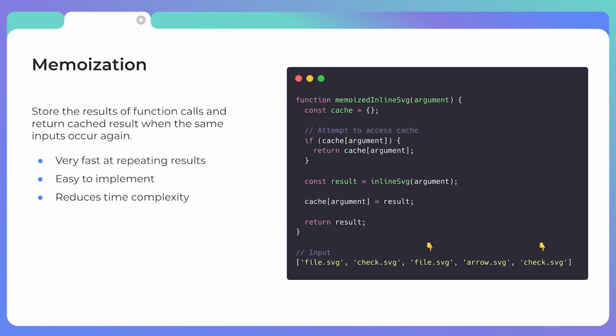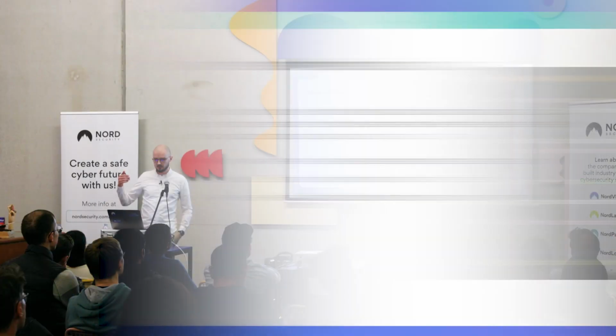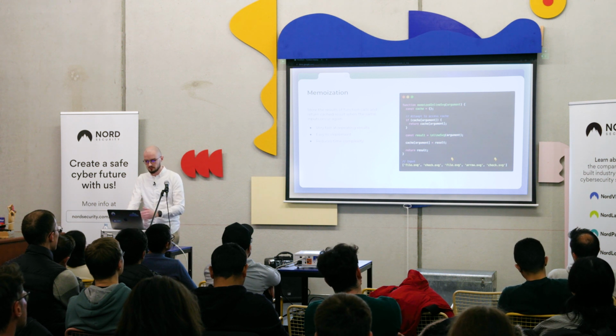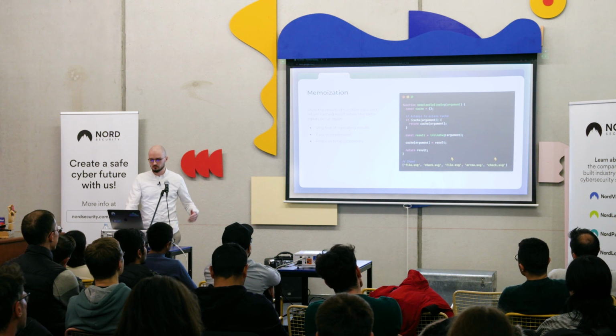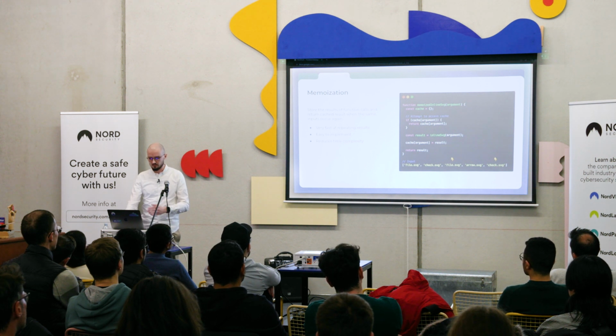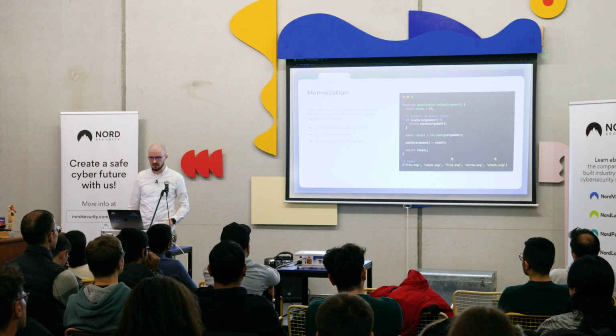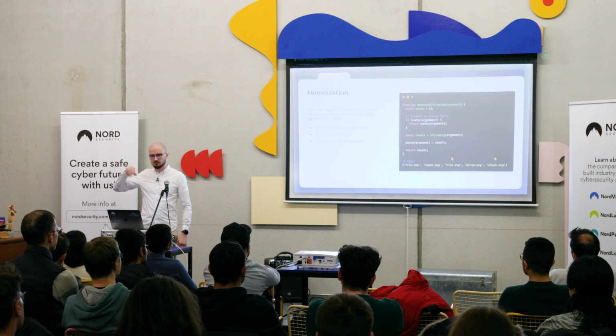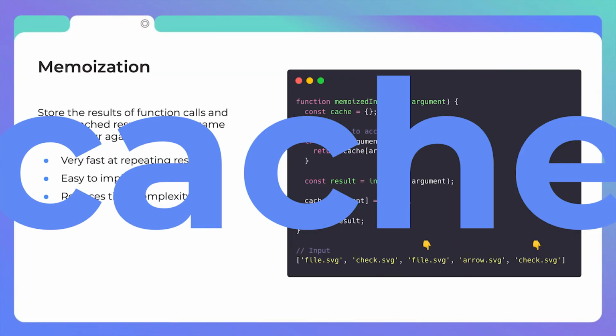So we have repeating values as an argument, and we will cache the file.svg and the check.svg. And every time we encounter those, we will get the information from the cache. And it's super fast if you have repeating values. Actually, this example is from years ago, when I had a task of inlining a bunch of SVGs. Now the pricing pages, or the comparison pages, have a bunch of checks, so you have to inline every item regardless of whether it's already been done. It's very fast. It's rather easy to implement.